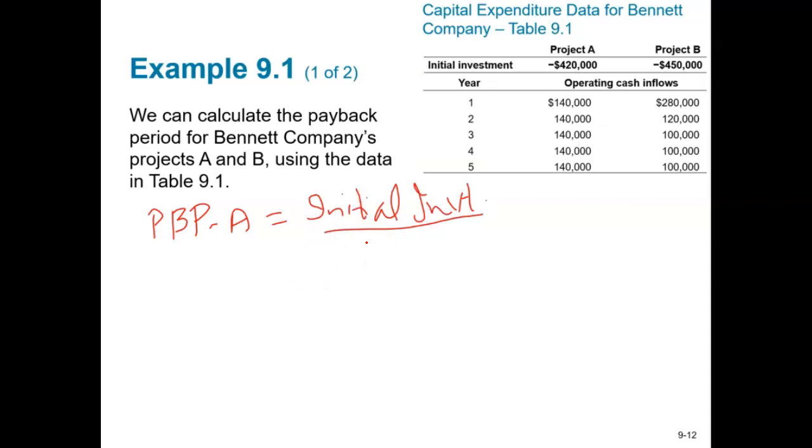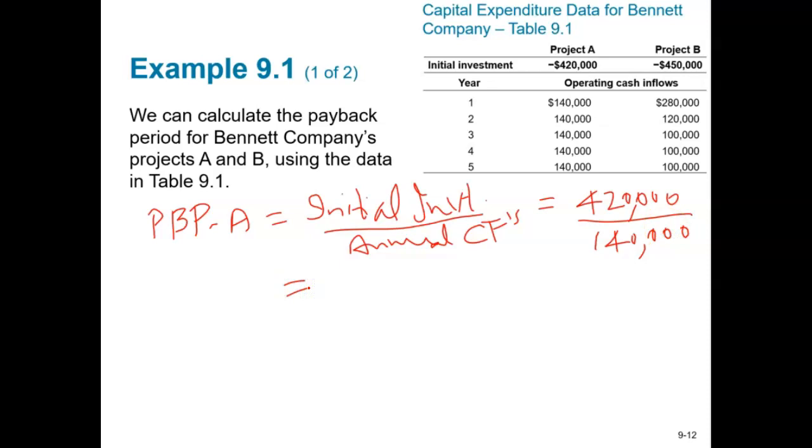So how much is your initial investment? It is 420,000 divided by 140,000. That gives me 3 years. So the payback period for project A is straightforward using the formula initial investment divided by annual cash flows. The annual cash flows were 140,000, so we get 3 years as the project payback period.